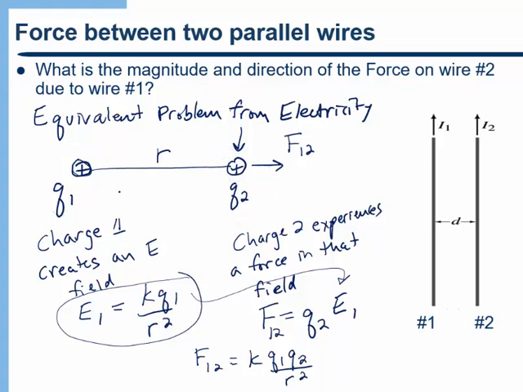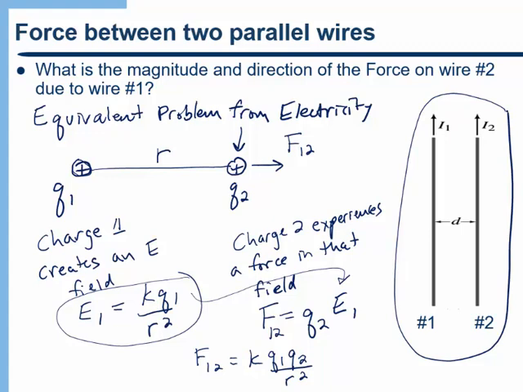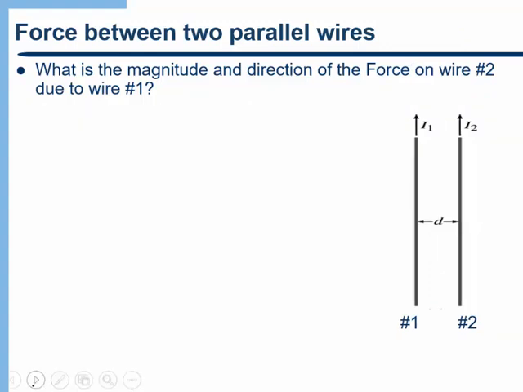So here's how it's relevant for this problem that we're going to do. Wire number 1, which has a current in it, we know that a current carrying wire creates a magnetic field. We also know that if you take a current carrying wire and place it in a magnetic field, it experiences a force. So hopefully you'll see that this problem is the direct magnetic analogy of that problem. Okay, so let's go ahead and solve the new problem.